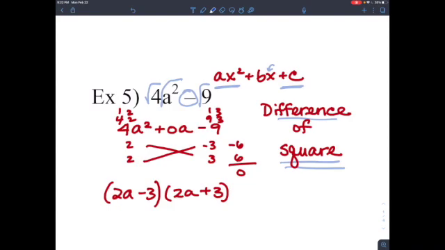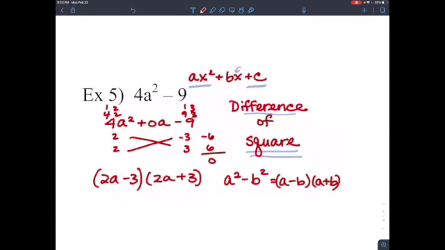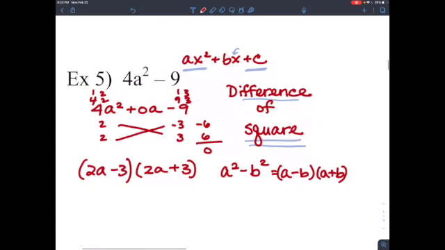And if you want to, you can actually double check every single time. There's a formula that goes like this. The formula goes a squared minus b squared. So that's the same form we have right here. I'm going to erase all the stuff. So if you erase all the stuff, you can tell that's really 2a squared minus 9. And that's going to give you a minus b and a plus b. And that is going to be the problems that are in that form.